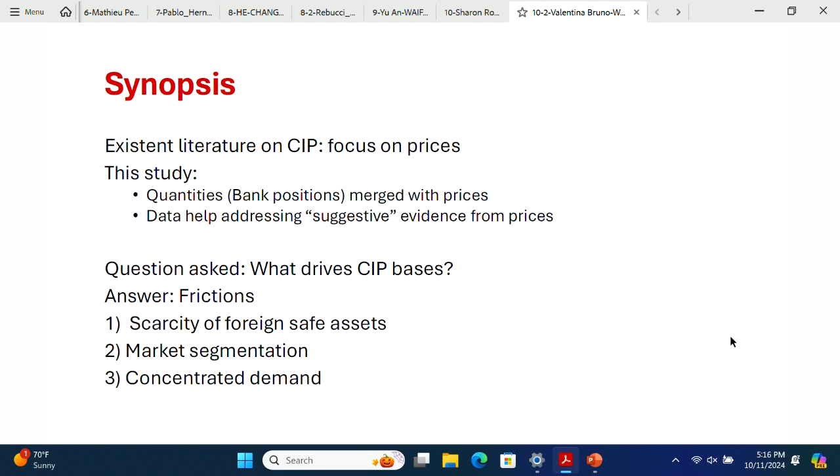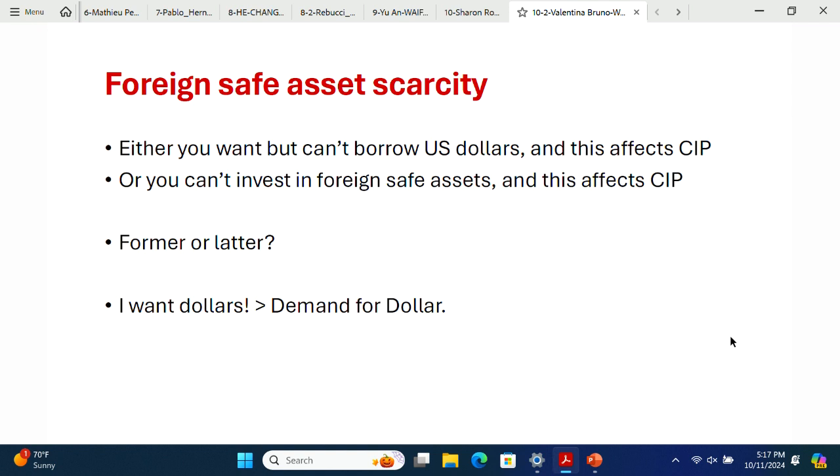What is the question asked? What drives the CIP basis? And the answer is frictions. What frictions? Well, scarcity of foreign safe assets, and others. I will focus my discussion today on the first friction, the scarcity of foreign safe assets. So essentially, this is how I see it. Either you want a dollar, but you can't borrow dollars, and this is affecting the CIP, or you can't invest in foreign safe assets, and this is affecting the CIP.